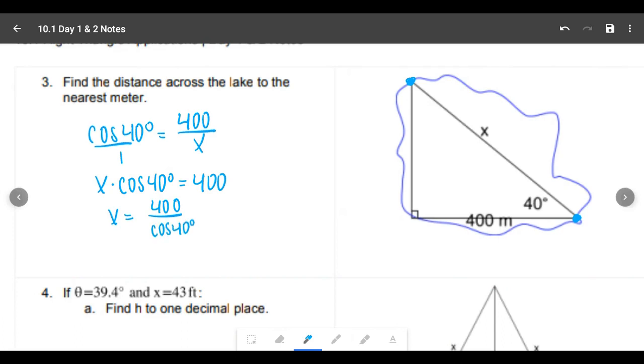The problem is asking us to round to the nearest meter. So when I plug this into my calculator, I am going to round to the nearest whole number. And when I do that, I end up getting 522 meters across.